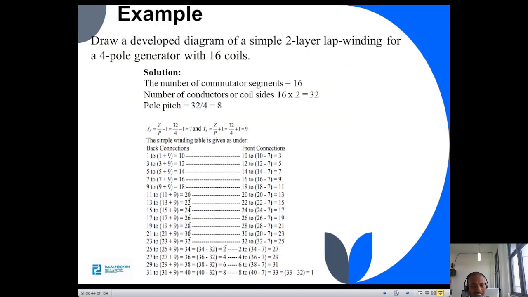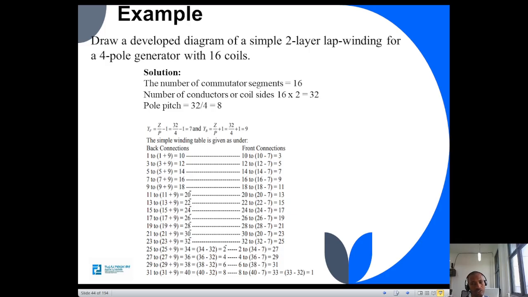And our next point is an example. Draw or develop a diagram of a simple 2-layer lap winding for a 4 pole generator with 16 coils. Now this generator has 4 poles with 16 coils.